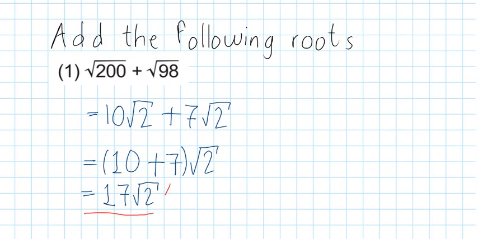Now we know that the square root of 200 plus the square root of 98 is equal to 17 times the square root of 2. In the case that when we simplify both square roots they have different radicands, that means we cannot add them. And we finish this exercise.